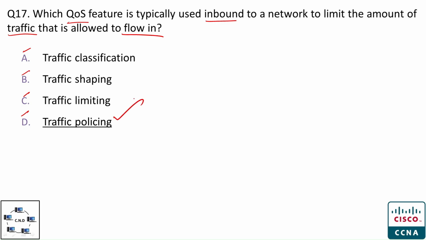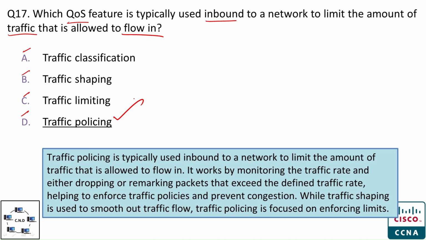option D, traffic policing. Traffic policing is typically used inbound to a network to limit the amount of traffic that is allowed to flow in. It works by monitoring the traffic rate and either dropping or remarking packets that exceed the defined traffic rate, helping to enforce traffic policies and prevent congestion. While traffic shaping is used to smooth out traffic flow, traffic policing is focused on enforcing limits.